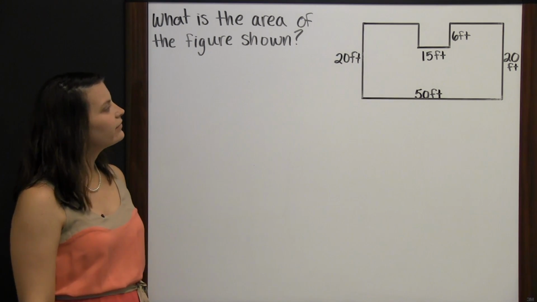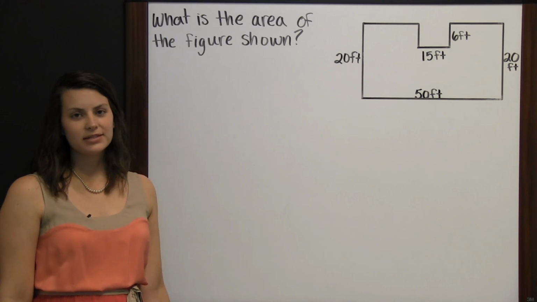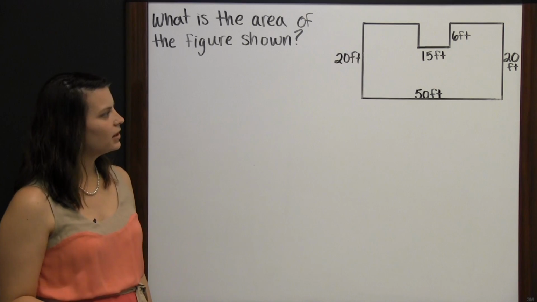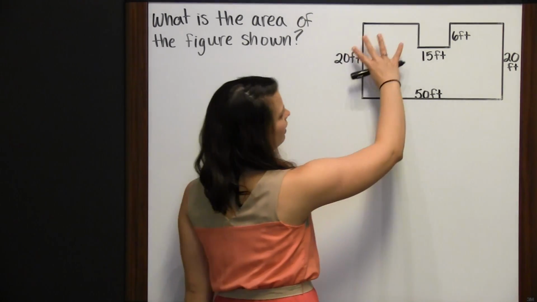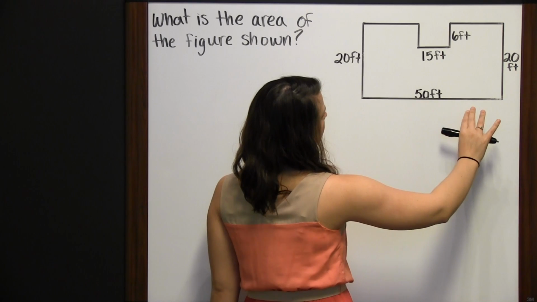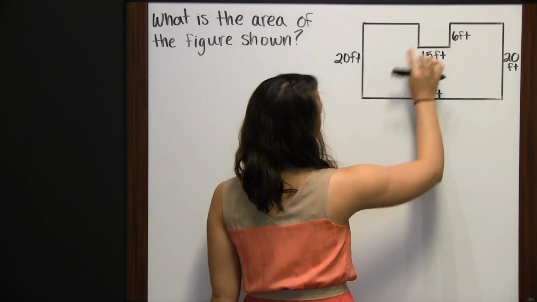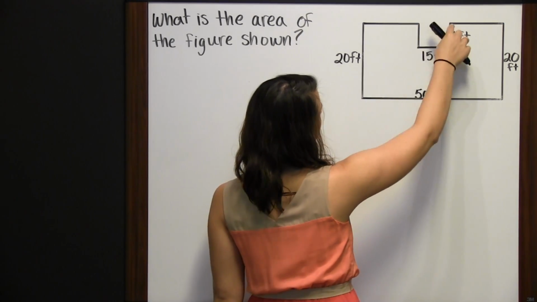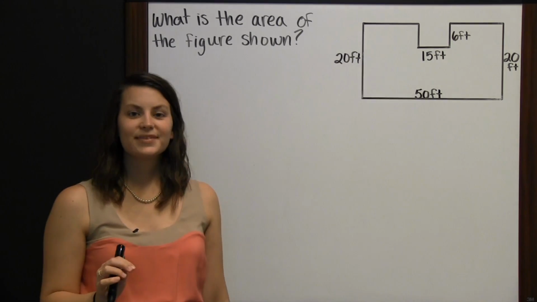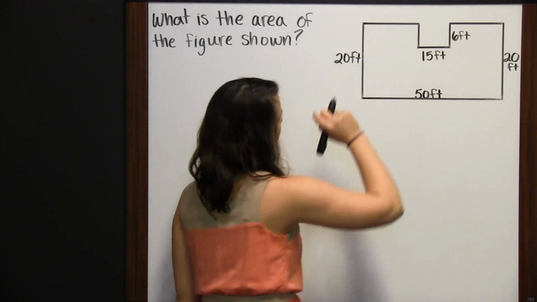What is the area of the figure shown? Well, there are a few different ways you could approach this problem, but I'm going to show you one. And that is to first find the area of this whole rectangle, and then simply to subtract the area of this rectangle here, since that's the only part that's missing out of this large rectangle. So first, we'll find the area of the large rectangle.